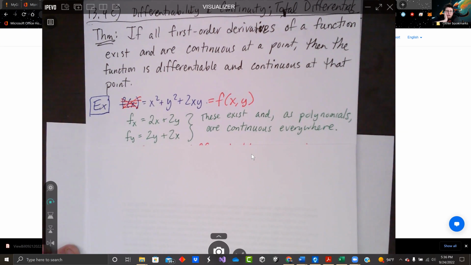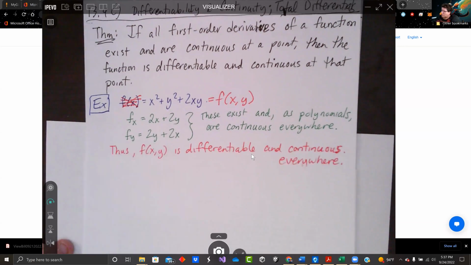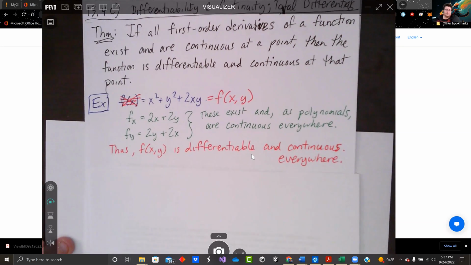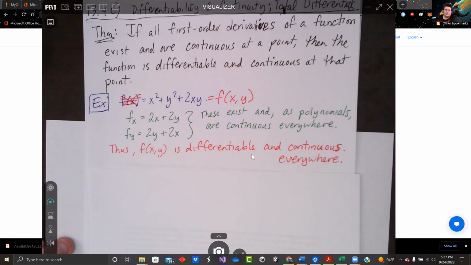Remember, when you're taking partials, you hold the other variables constant. They both exist, and since they're polynomial functions, they're continuous everywhere. So f of x, y is differentiable and continuous everywhere for this function.